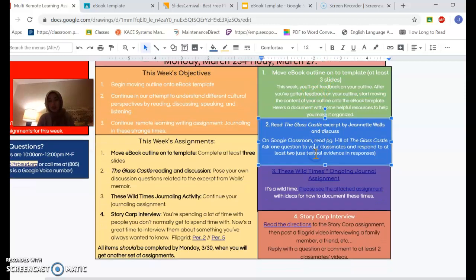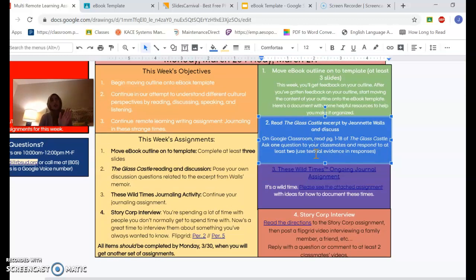Okay, after that, last week you read the memoir Born a Crime by Trevor Noah, and again, I highly encourage people to just read the whole thing. The PDF is on there. It's a really good book. I want us to continue with our memoirs. There's this memoir called The Glass Castle, and there's an excerpt by Jeanette Walls.